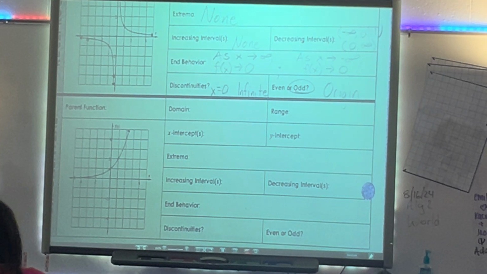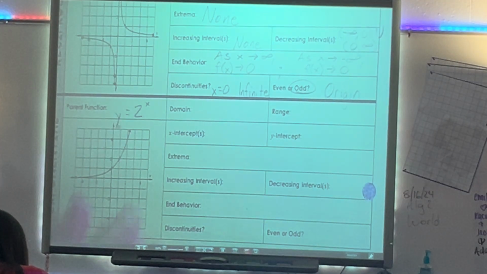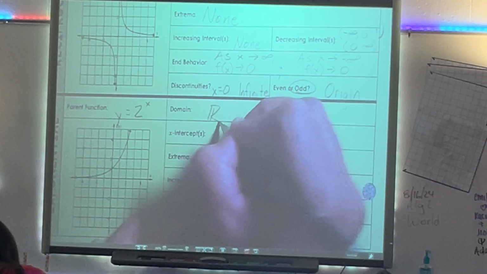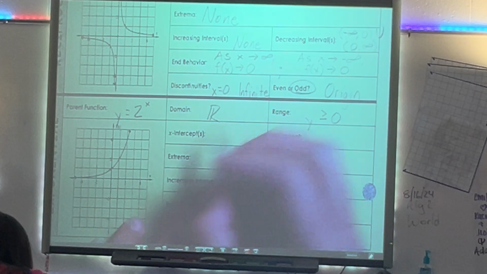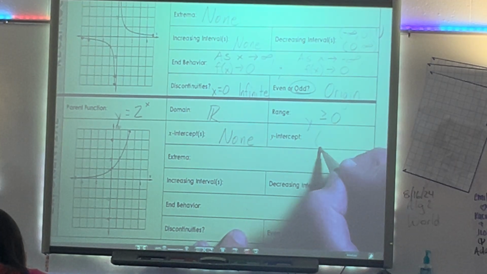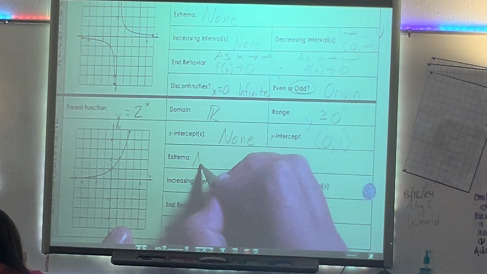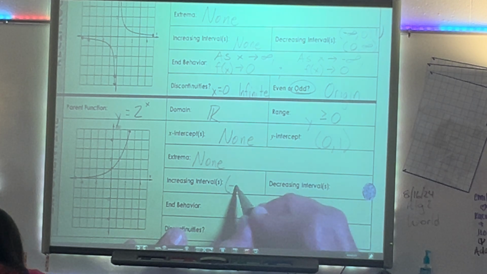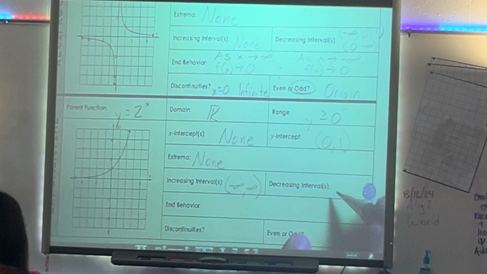Okay, this is an exponential function, so we usually use 2 to the x as the base for that. Domain, all reals, range is going to be greater than 0. There is not going to be an x-intercept because of the asymptote there. Y-intercept's at (0, 1). There's really no extrema. This increases from negative infinity to positive infinity, and it does not decrease.